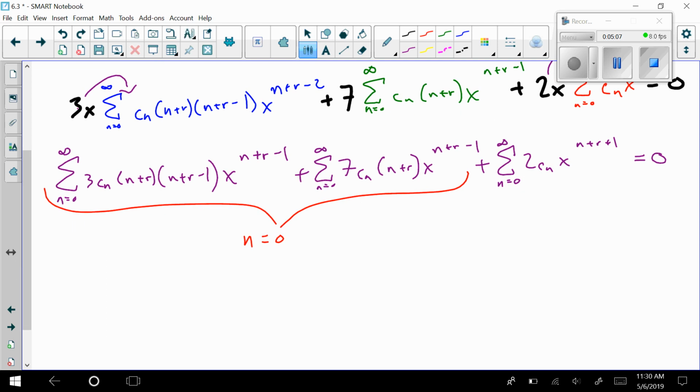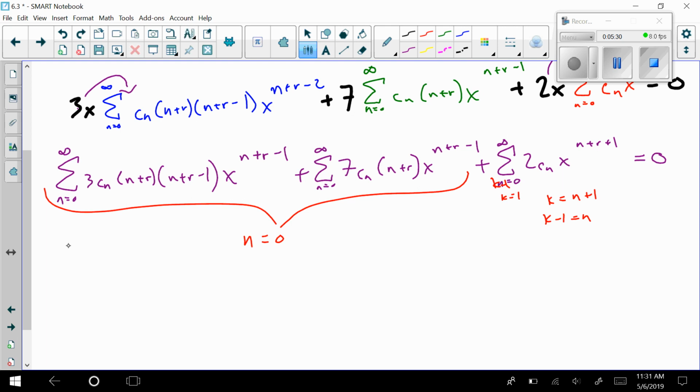Now this one over here I shouldn't have to worry about, because it's got this plus 1. If I let k equal n plus 1, then k minus 1 equals n, and when I plug a k minus 1 here, that'll just be k equals 1, and I'm okay with that. So I don't have to worry about this one, but I do have to worry about the first two, so I have to find the n equals 0 terms.